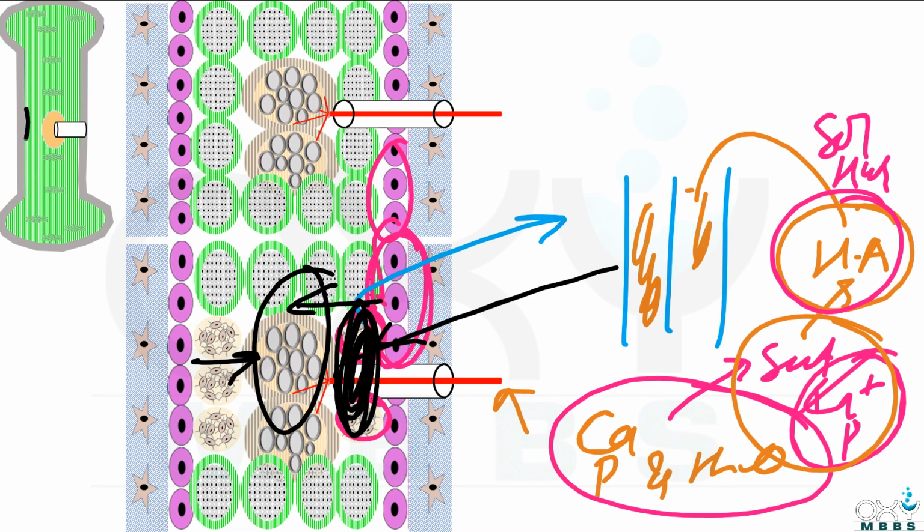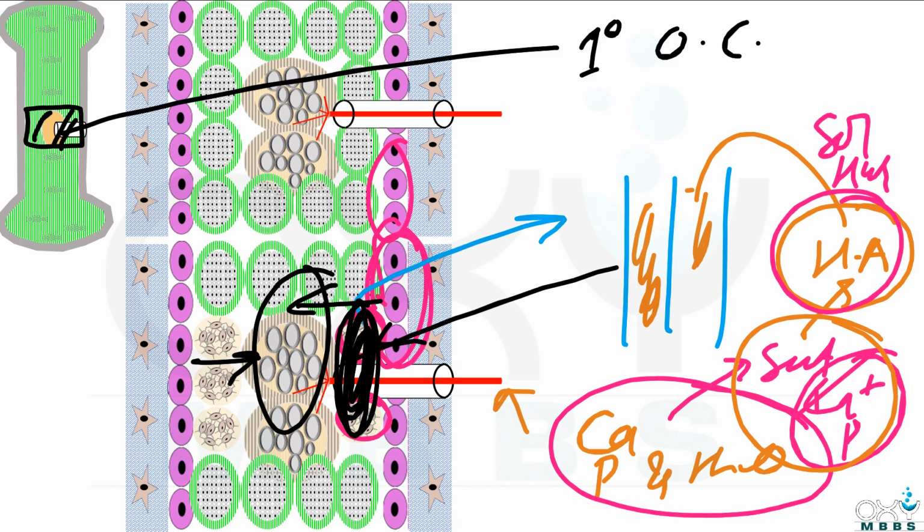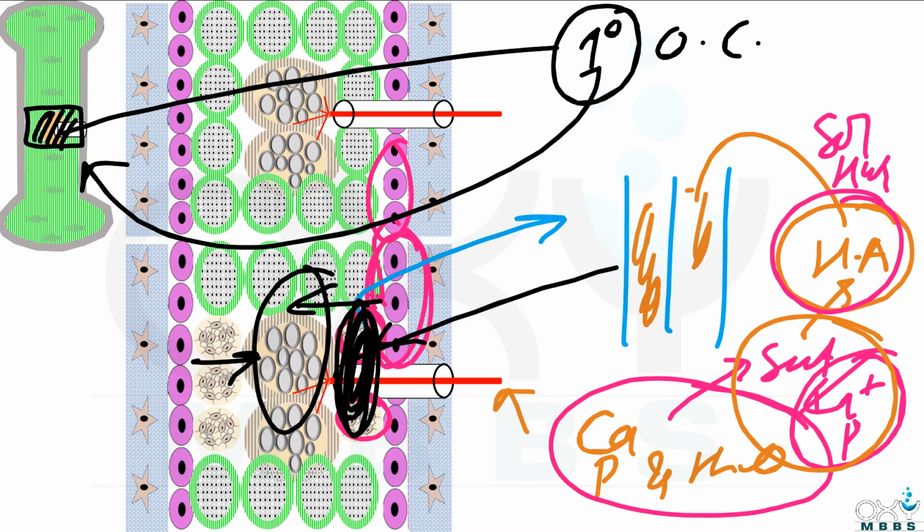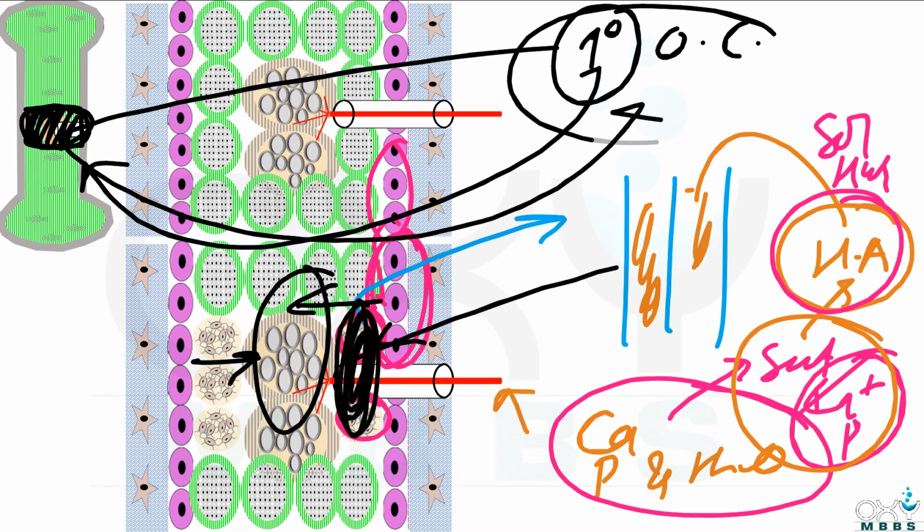Complete mid region is now ossified, and this is now called primary ossification center, because for the first time in the cartilage complete bone tissue is formed, and as this bony tissue is present in the central part, that is why it is called primary ossification center.